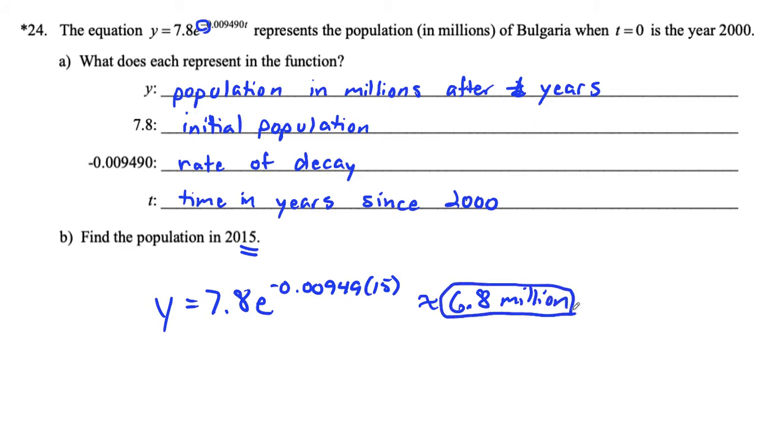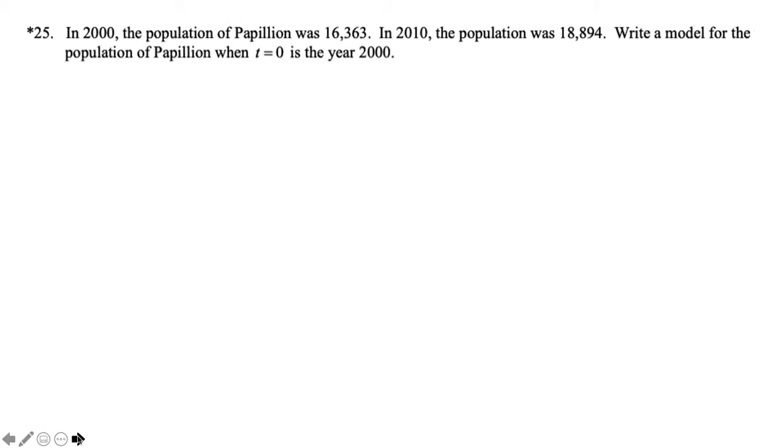All right, that brings us to the fourth and final page of our review. Let's go on to problem number 25, all right? So, talk about our good old city of Papillion in 2000, which ironically is the year that Coach H moved to Papillion. But in this problem, we want to write a model for the population growth of Papillion, but we have no idea what the growth rate is, right? So we need to figure out what R is first.